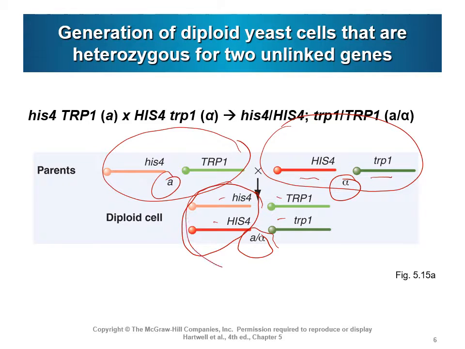In this system, you have both dominant histidine 4 and tryptophan 1 genes. So this diploid cell is going to be fine and grow perfectly, because it doesn't need the presence of histidine or tryptophan to continue to grow. However, the parental system is going to have trouble growing without tryptophan or histidine.